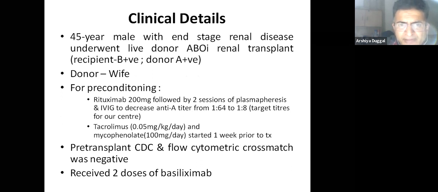Donor was the wife, and for preconditioning, rituximab 200 milligram followed by 2 sessions of plasmapheresis and IVIG to decrease the anti-A titers from 1 in 64 to 1 in 8, the target titers for our center. This case was done, I think, in 2012 or 13 at Medanta. Tacrolimus was 0.05 milligram per kilogram per day, and mycophenolate was started 1 week prior to transplant. Pre-transplant, the CDC and flow cytometric cross-match was negative, and this patient received 2 doses of basiliximab.